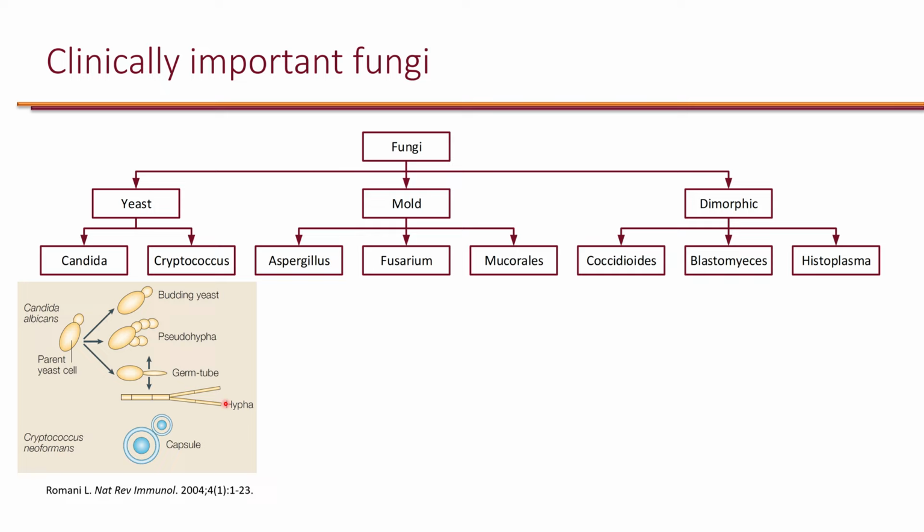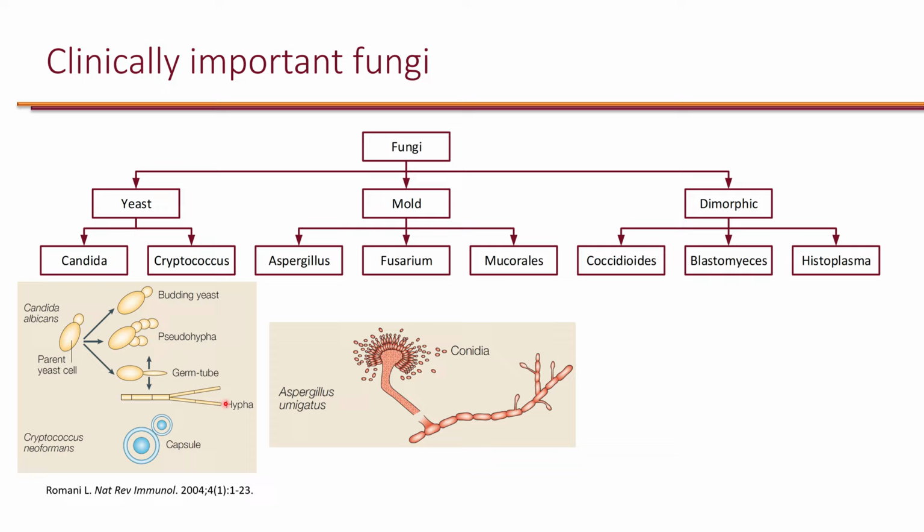Now, molds are also composed of tubular structures called hyphae, but they grow by branching and longitudinal extension, and their colonies typically appear fuzzy. Now, conidium, or conidia is the plural form, is an asexual spore usually produced at the tip or side of a hypha, and that's important in spreading this mold around. The common molds that cause fungal infections include Aspergillus, Fusarium, and Mucorales.